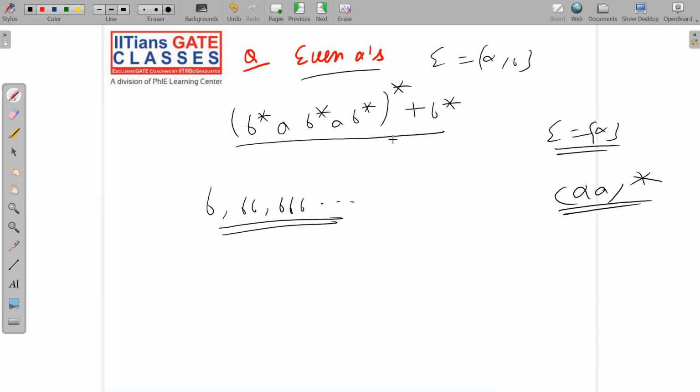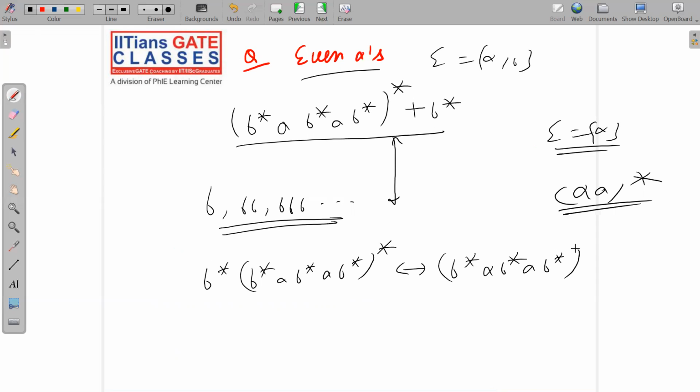And if you think that we should not apply plus and so on, then obviously you can write it like this also: B star, B star A, B star A, B star star. And that is obviously equivalent to saying B star A, B star A, B star star, B star. So B star you can put forward, you can put backward, or after applying plus you can write B star also. So these all three are equivalent. Just try to think about it, you will get the answer.